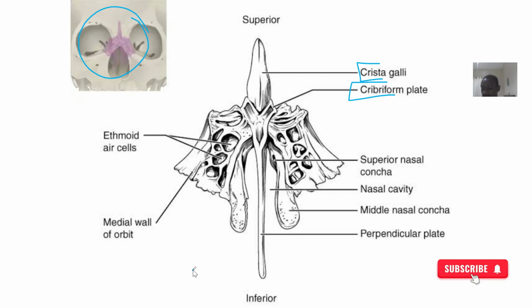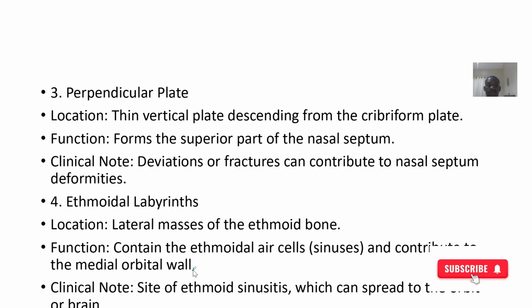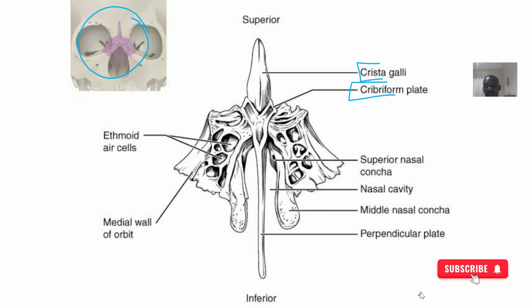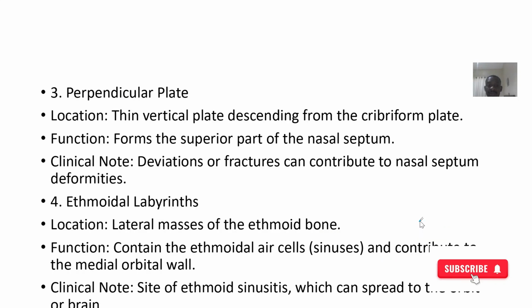Okay, moving on, we have the perpendicular plate. I think this image is the best to teach about this. The perpendicular plate is a thin vertical plate, and it descends from the cribriform plate. It forms the superior part of the nasal septum. So if it is fractured or deviated, it could contribute to nasal septum deformities.